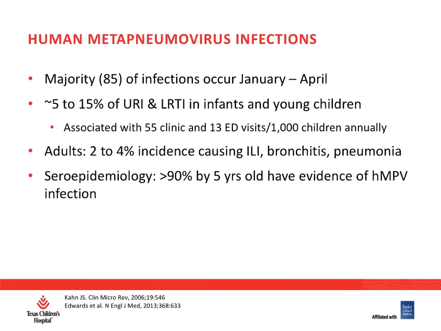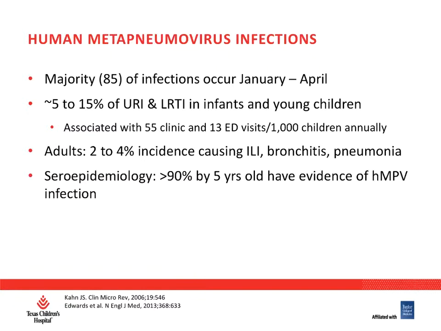And then human metapneumovirus infections, about 85% or so, occur in the January to April time period every year. Again, about 5 to 15% of either upper or lower respiratory tract infections in infants and young children are due to human metapneumovirus. It's estimated that there are probably about 55 clinic and 13 ED visits per 1,000 children annually due to metapneumovirus infection.